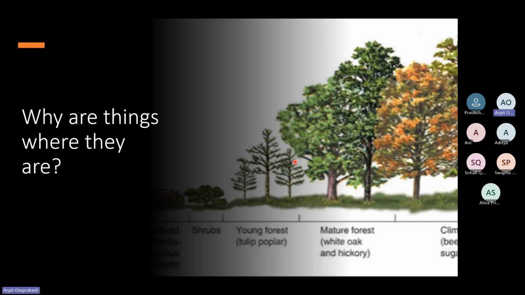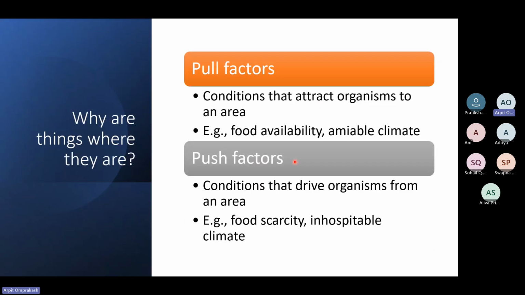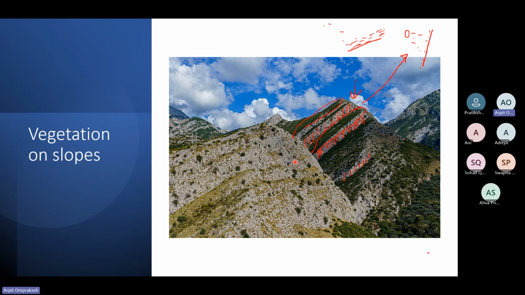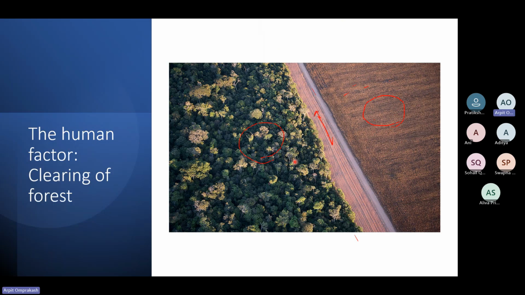The next question we ask is why are things where they are? So basically, what species are found where, why they are found there, why they are not found in other places, and so on. We talked about pull factors and push factors. Pull factors are factors that attract organisms to an area. Push factors are factors that drive organisms from an area. We talked about vegetation on slopes. We talked about dispersal and anthropogenic factors, such as man-made factors, clearing of forest, pollution, and so on. Basically, animals are found here, but not here. Why? Because we cut down this forest to make a road, right?